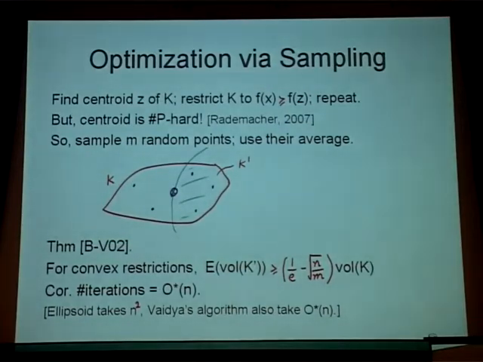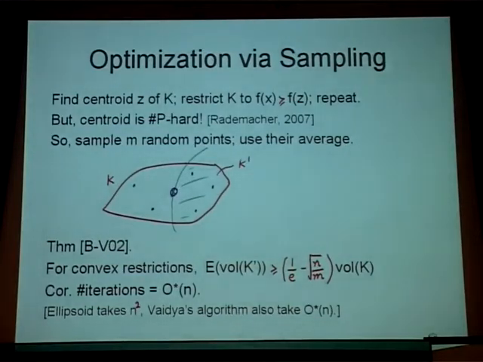Restrict the set to that part of it where the function value is at least the value at the centroid. Now, if the function that you're maximizing is concave, then this restriction is itself convex, and therefore you intersect a convex set with a convex set, and you still have a convex set. Actually, all you need is that the function be quasi-concave. Its level sets are convex. So the set where the function value is at least something is a convex set. And you repeat.